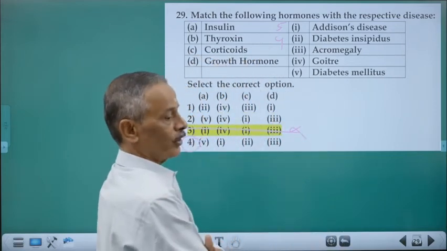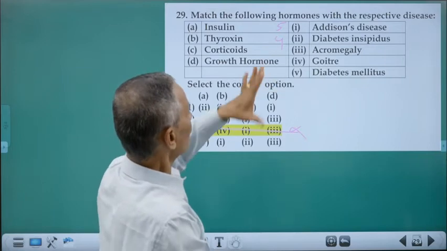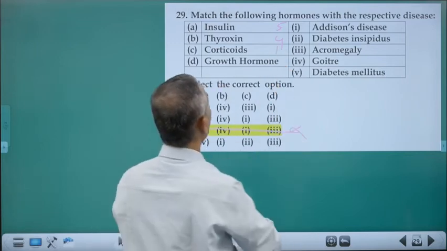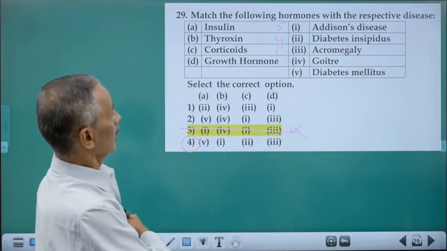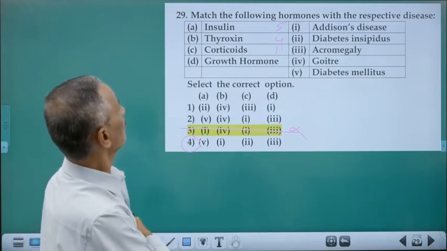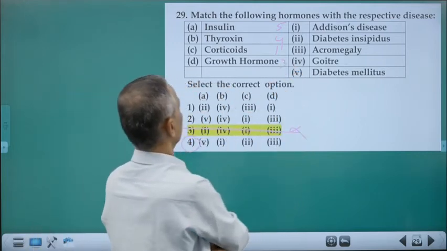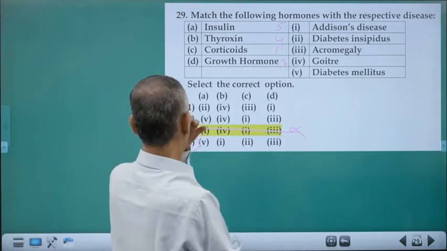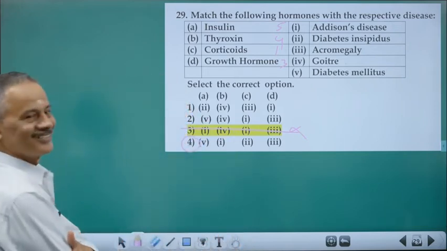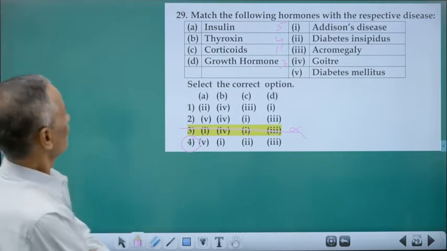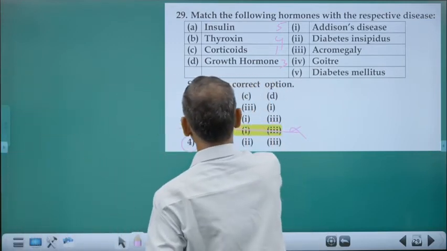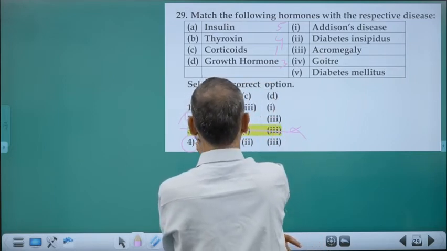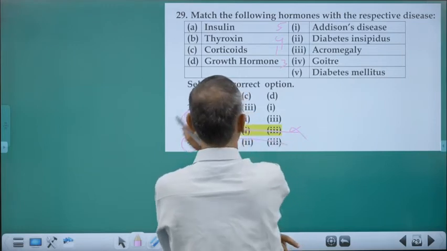Corticoids. What are corticoids? Hormones of the cortex. Addison's disease is because of the deficiency of aldosterone. And when growth hormone is in excess, we will have acromegaly. So 5, 4, 1, 3. See, there is no correct option like that. You will have 5, 4, 1, 3, so this is the right answer. The marking is wrong. The answer should be 2.